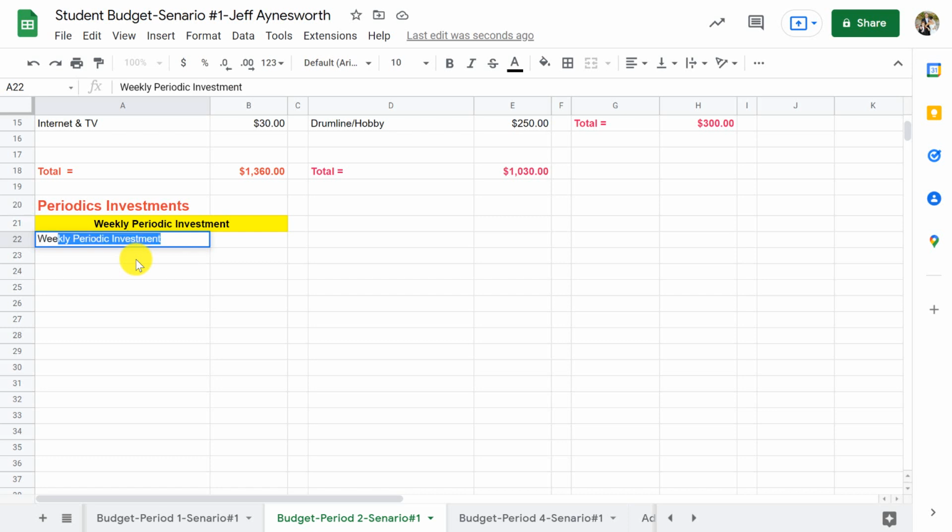You know, what is it? Are you going to deposit $100, $200, $300? What are you going to deposit, right? It's called a weekly deposit.